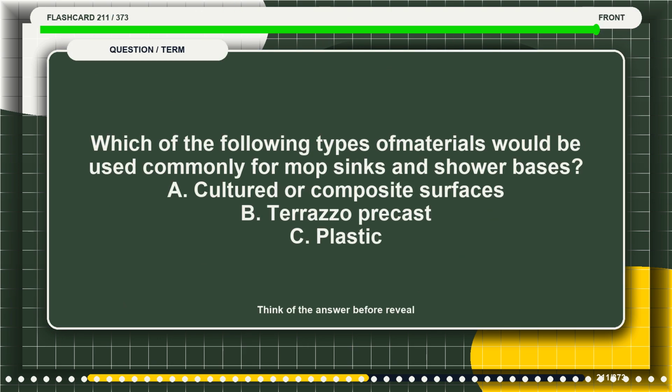Flashcard 211. Which of the following types of materials would be commonly used for mop sinks and shower bases? A. Cultured or composite surfaces. B. Terrazzo precast. C. Plastic. Think of the answer before the reveal.